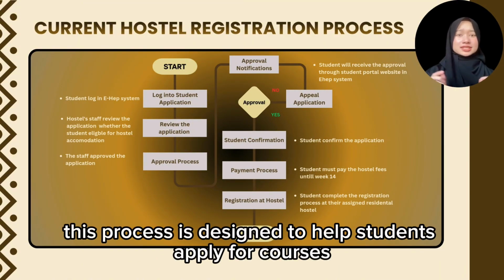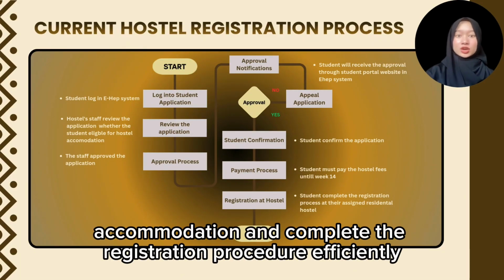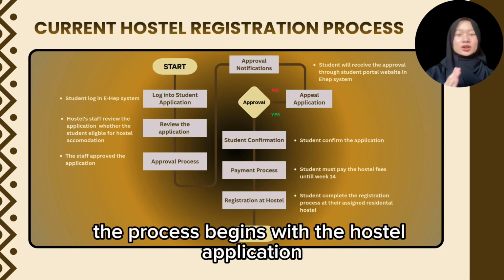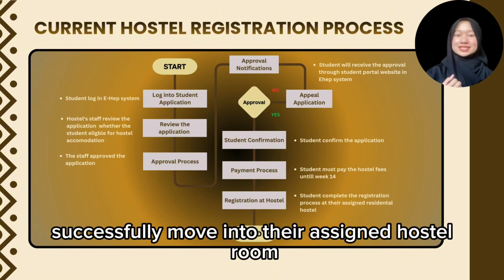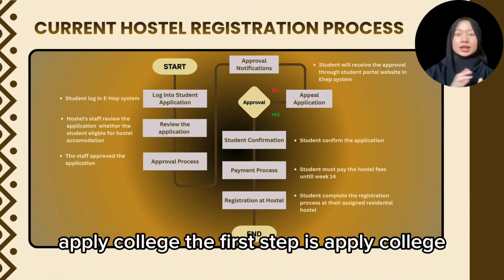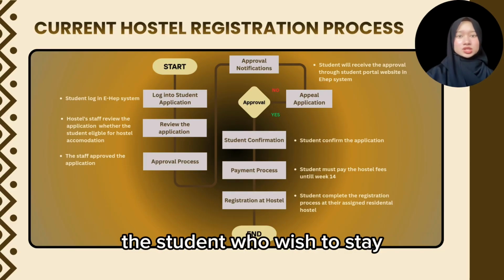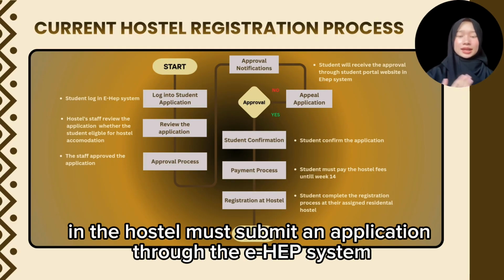This process is designed to help students apply for college accommodation and complete the registration procedure efficiently. The process begins with the hostel application and ends with the students successfully moving into their assigned hostel room. Apply college. The first step is apply college. The student who wishes to stay in the hostel must submit an application through the e-HEP system.